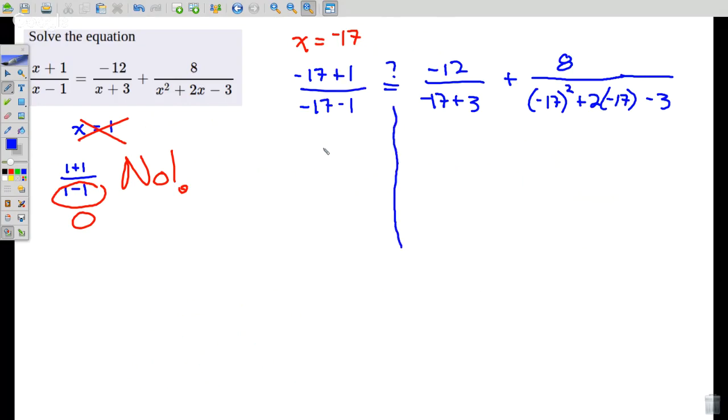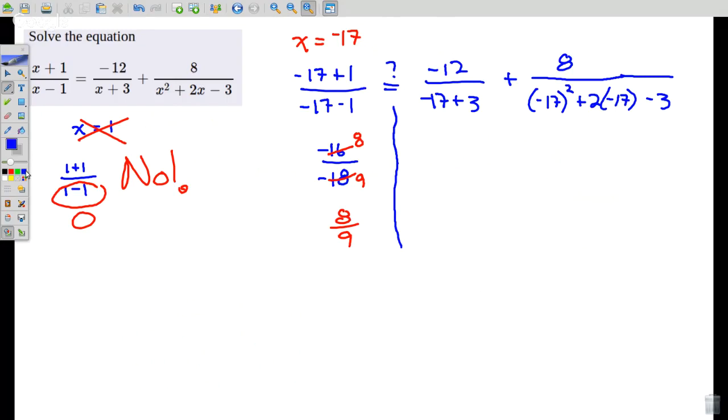Negative 17 plus 1 is negative 16. Negative 17 minus 1 is negative 18. Negative over negative is a positive. And let's see, 2 goes into both of those for sure. 8 times there and 9 times there. So this left side simplifies to 8/9. Hope the other side does the same.